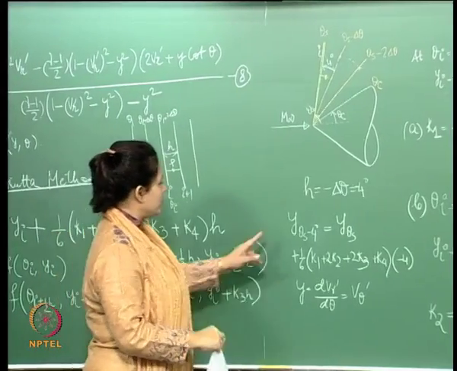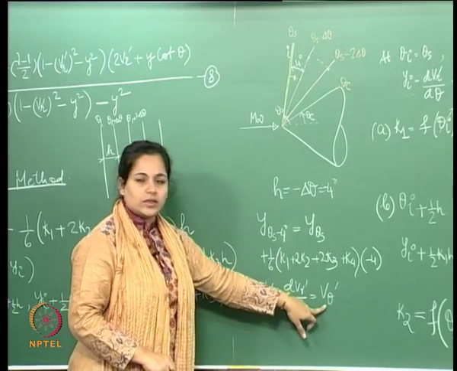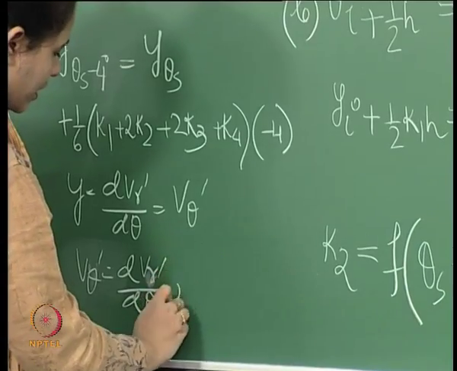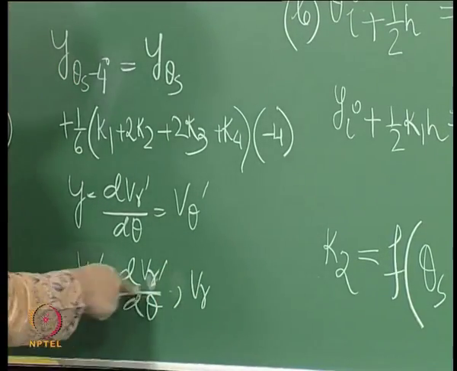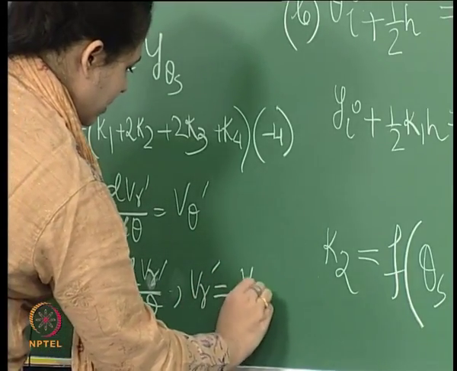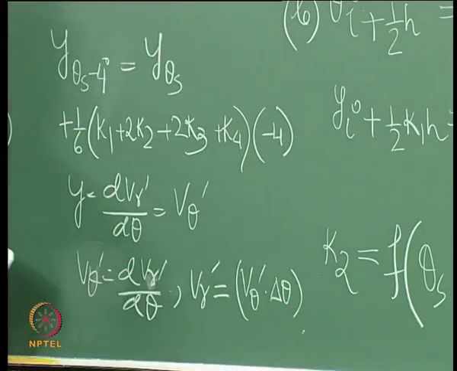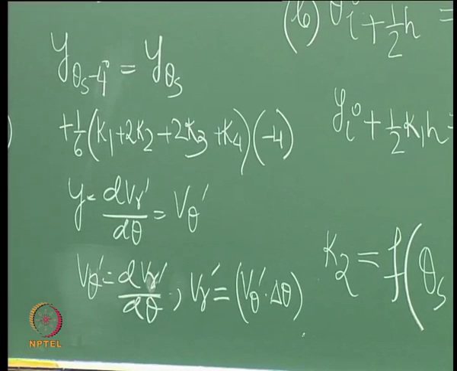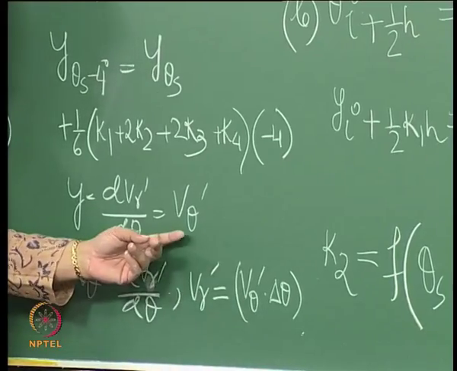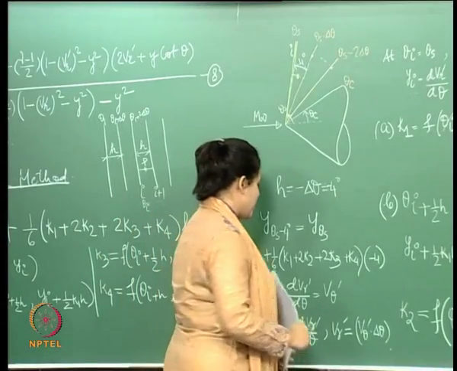So, when I get a solution from here, what I essentially get is V theta dash. Once we get V theta dash, we need to get V r dash. I will basically just integrate this. So, V r dash is nothing but V theta dash into delta theta, that is all.